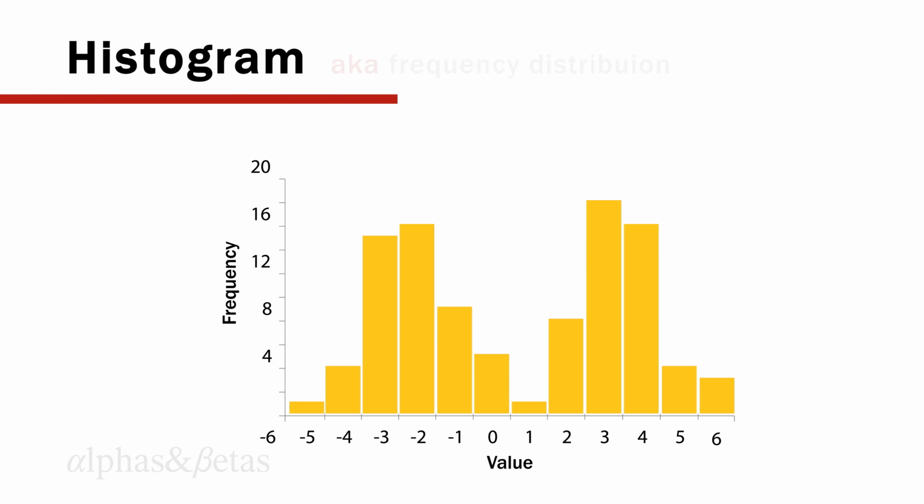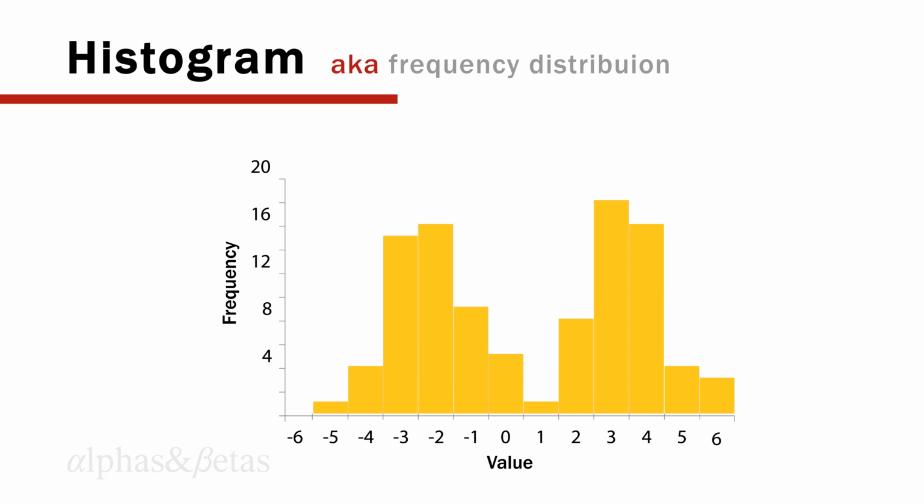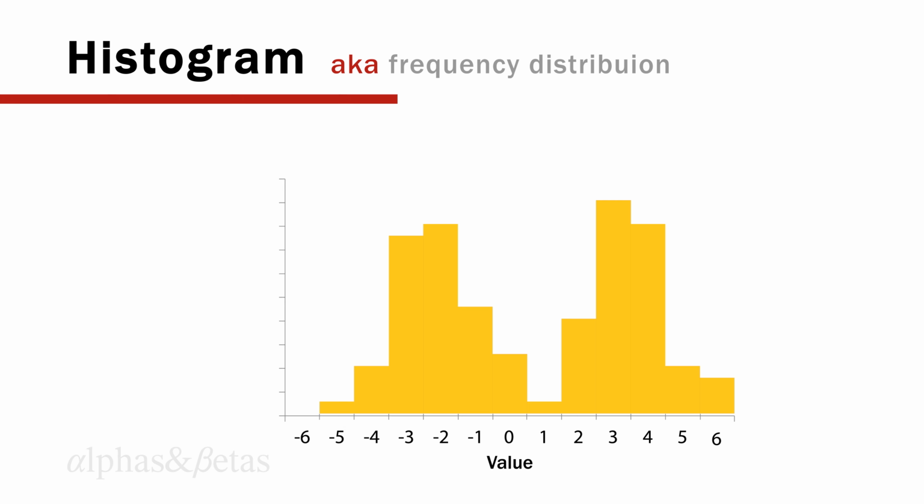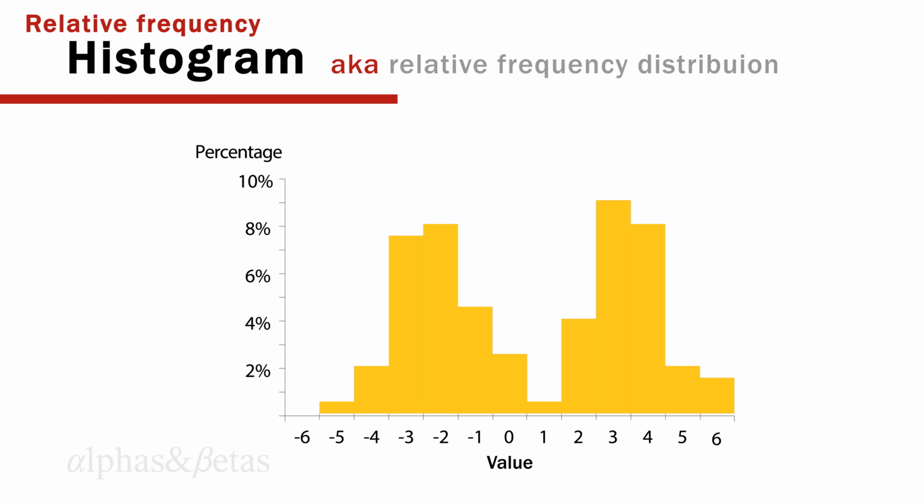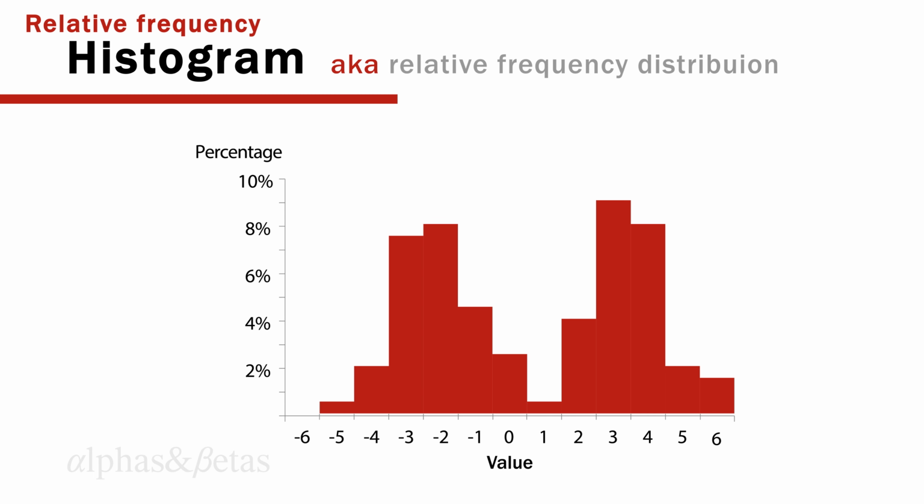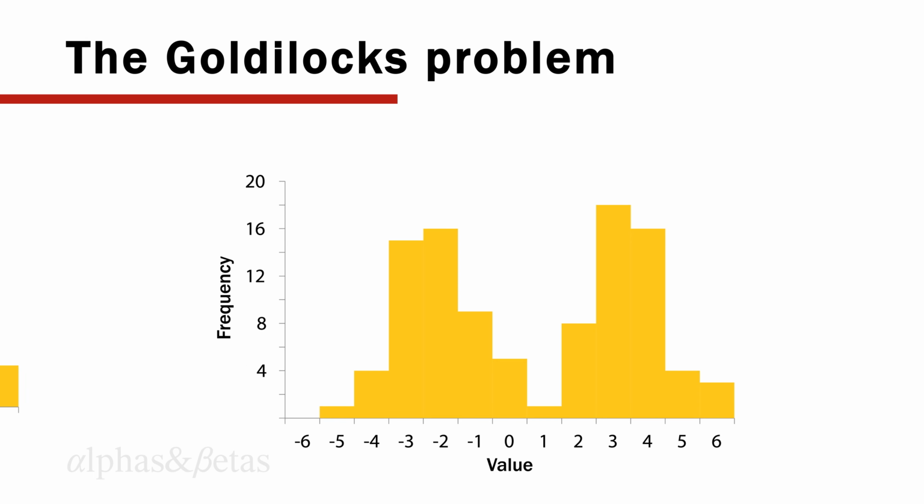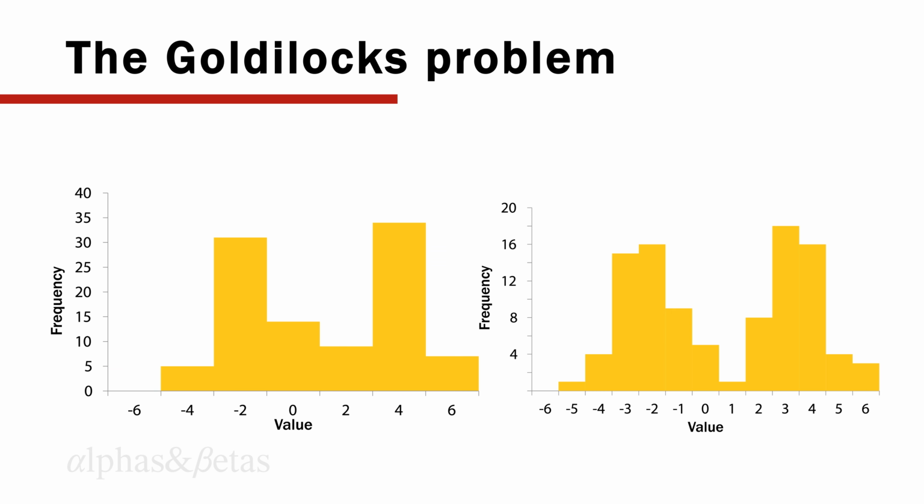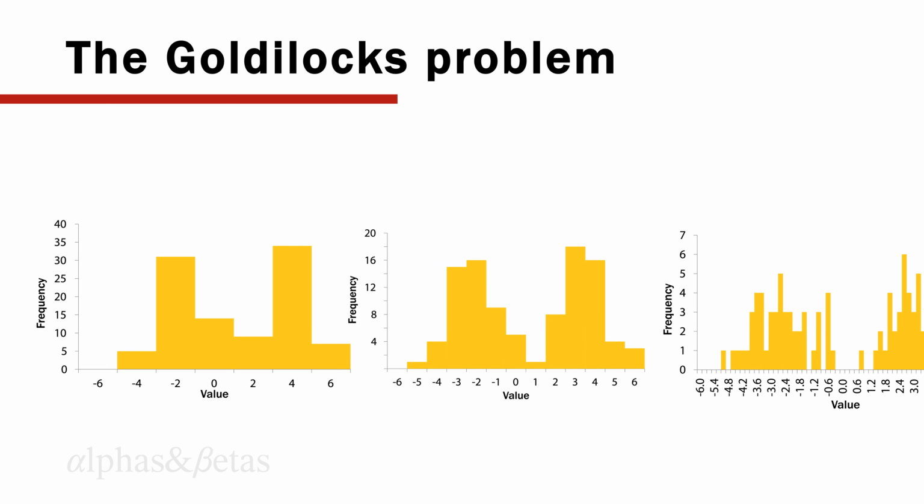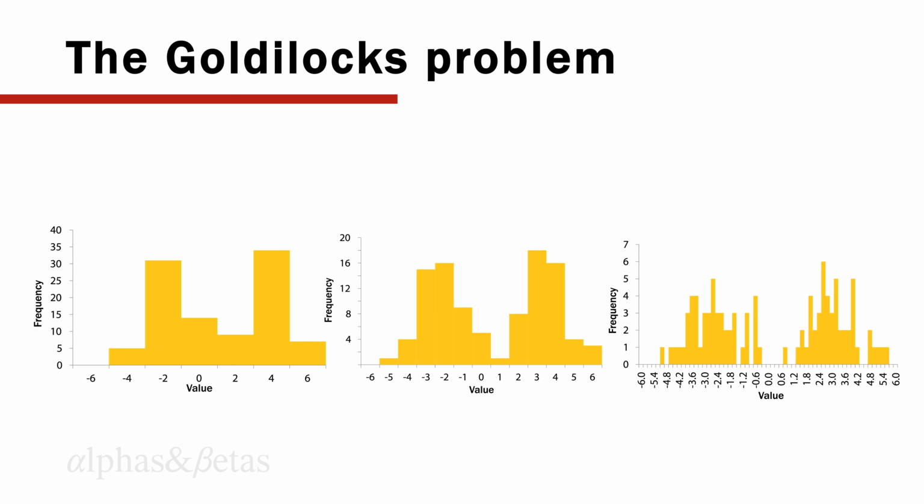A histogram, or frequency distribution, is the same as a bar chart, except with no gaps. This reminds you that you're dealing with continuous numbers, not categories. If you show how often the values occur as a percentage, that's a relative frequency histogram. Each bar covers a range of numbers, and you can play around with the number of bars. If there are too few bars, you may miss the details. If there are too many bars, you may be overwhelmed by the noise.